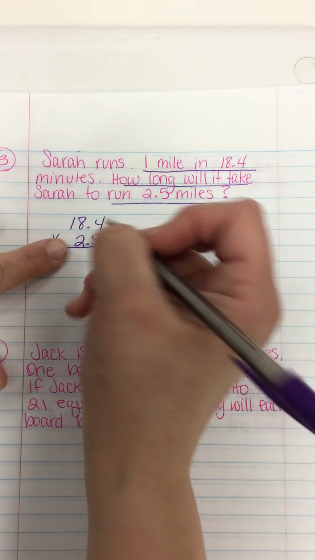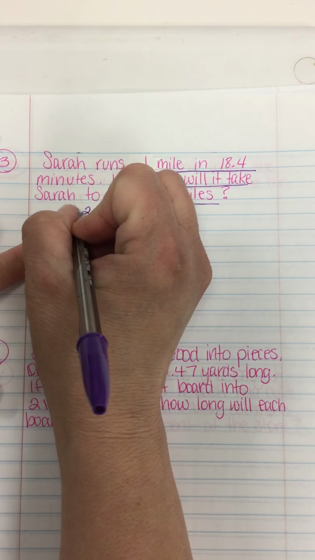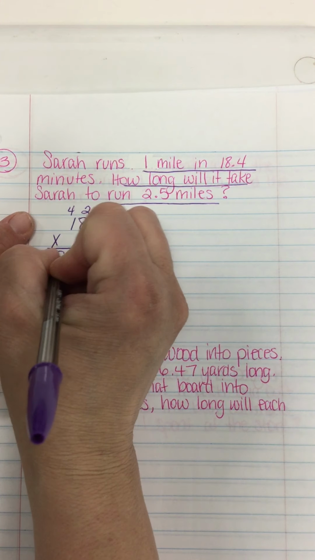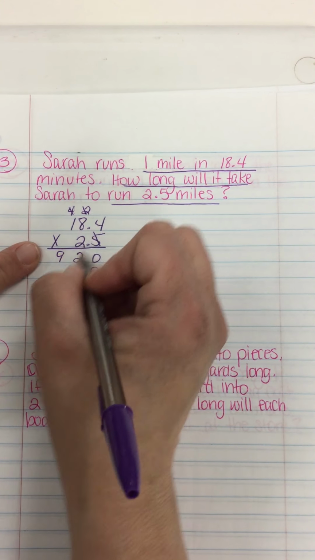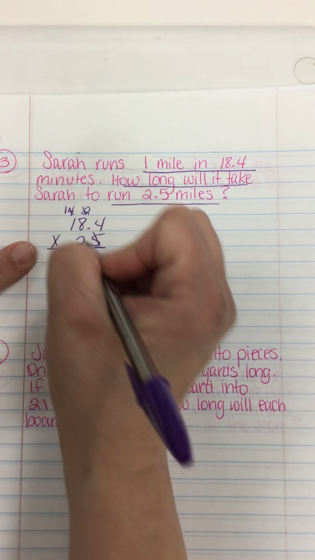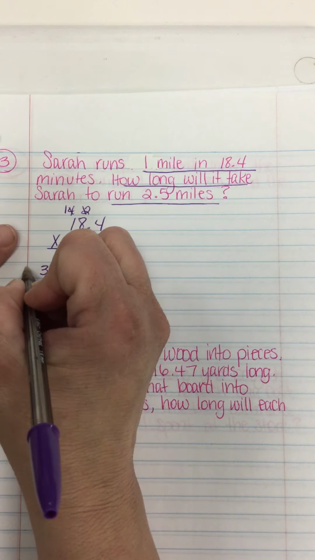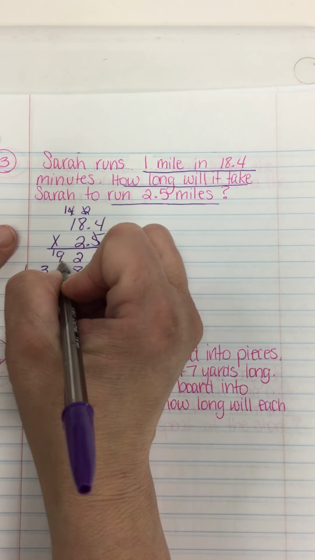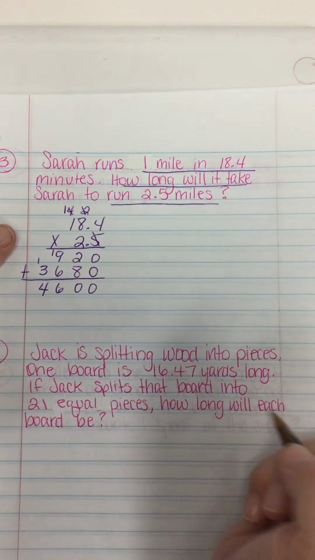Place your decimal. 5 times 4 is 20. 5 times 8 is 40, plus 2 is 42. 5 times 1 is 5, plus 4 is 9. Tic-tac-toe. 2 times 4 is 8. 2 times 8 is 16. 2 times 1 is 2, plus 1 is 3. 8 plus 2 is 10. 9, 10, 16. 3 plus 1 is 4.